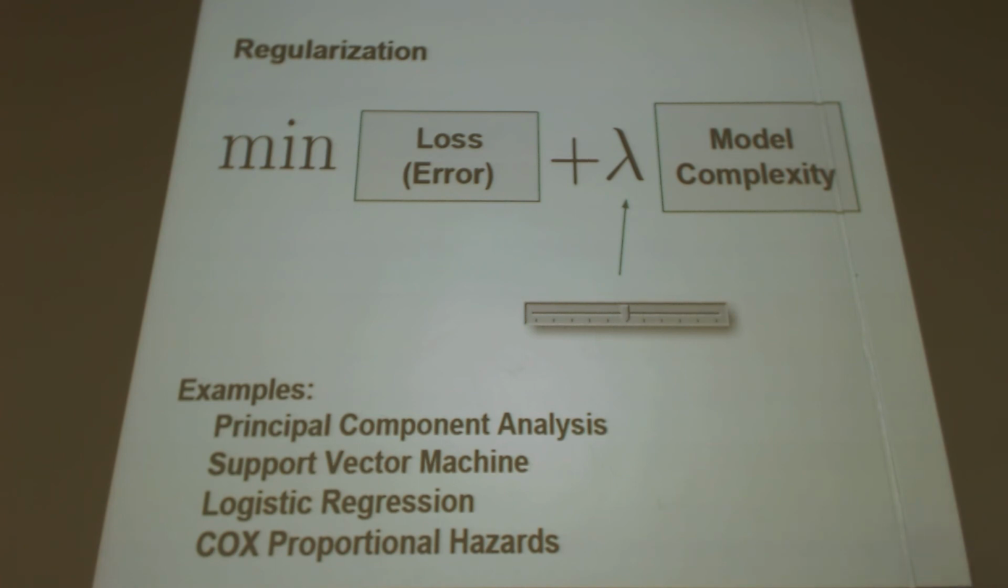Now, typically there's a trade-off when you're solving this minimization problem between optimizing the loss or the error and optimizing the model complexities. And this is designated as lambda. You can think of it as a slider. I can place more emphasis on making a very accurate model, or I can put more emphasis on making a simpler model.